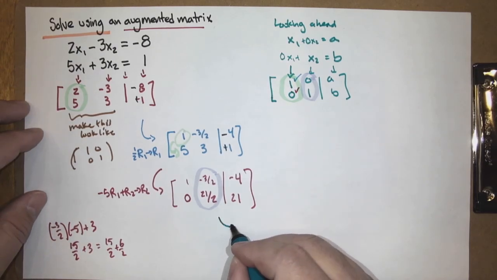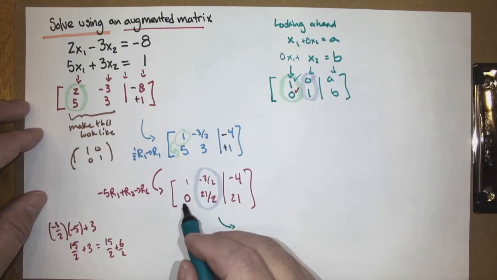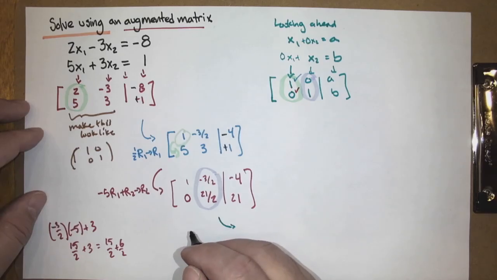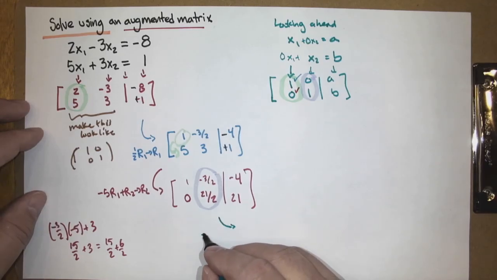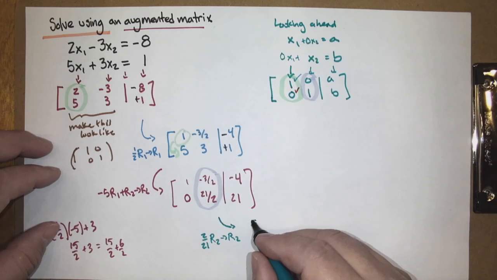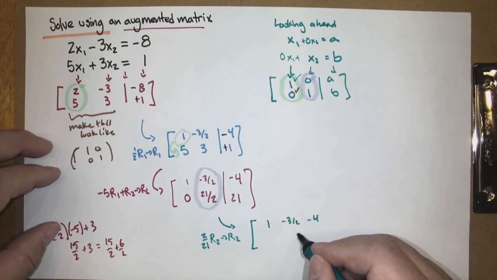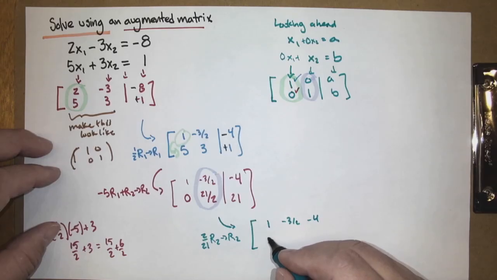Now here's the really cool thing. You might say, well, won't that affect this part? No. Because when you scale 0, you get 0. It's almost like they want it to happen that way. And that's because they want it to happen that way. All right. So we're scaling by the reciprocal. So if it's 21 halves, the reciprocal is 2 over 21. So at this stage, we get 1, minus 3 halves, minus 4, because the first row, nothing happened to it. The second row gets scaled.